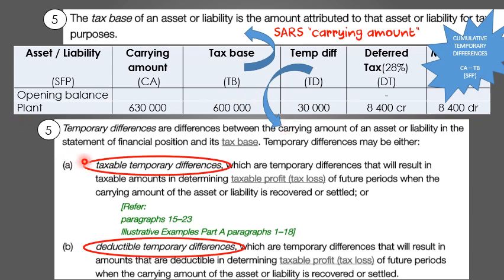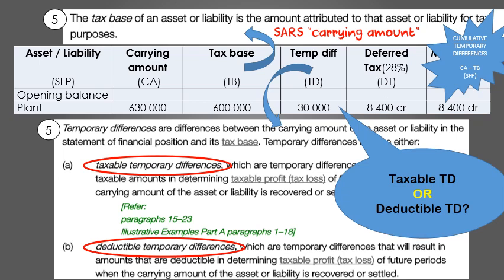Now we get two types of temporary differences. We get the taxable temporary difference and we get deductible temporary differences. So taxable temporary differences are temporary differences that will result in taxable amounts when we determine the taxable profit or tax loss in future periods. Whereas deductible temporary differences will result in amounts that are deductible when we determine the future taxable profit or tax loss. Okay, so if we have a look at the temporary difference that we have over here, do you think that will be a taxable temporary difference or a deductible temporary difference?